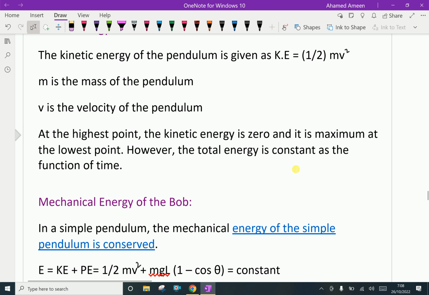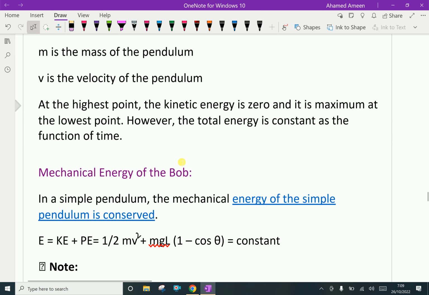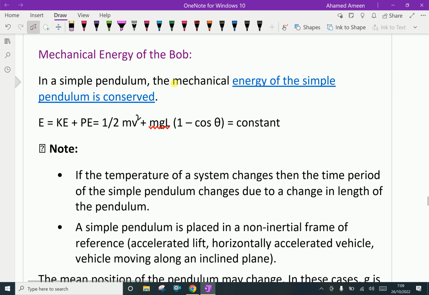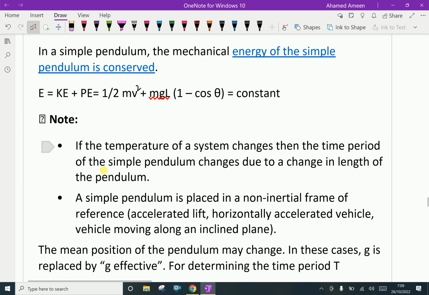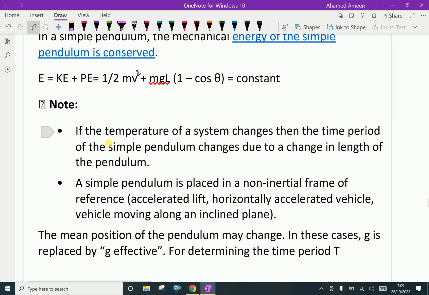The total energy is constant as a function of time. That means wherever the bob is, the sum of the potential energy and kinetic energy, the total energy, is a constant. This is the mechanical energy of the bob. In a simple pendulum, the mechanical energy is conserved. That means total energy is kinetic energy plus potential energy. Kinetic energy is half mv squared, potential energy equals mgL into 1 minus cos theta, and the sum is a constant.